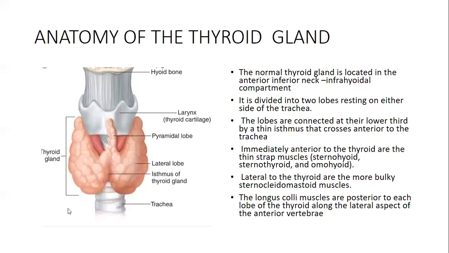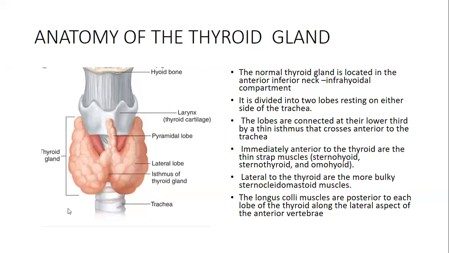Now, maybe we start with first things first, the anatomy of the thyroid gland. The normal thyroid gland is located in the anteroinferior neck or infrahyoidal compartment. It is divided into two lobes resting on either side of the trachea. The lobes are connected at their lower third by a thin isthmus that crosses anterior to the trachea.